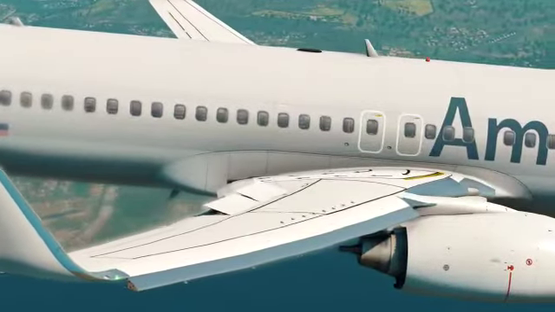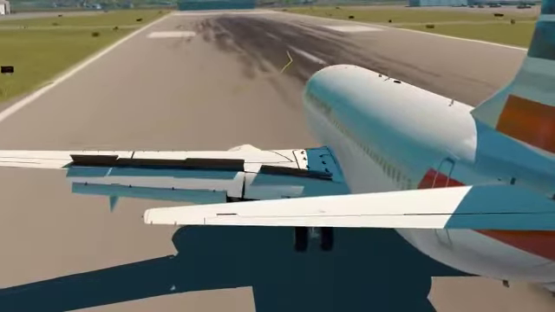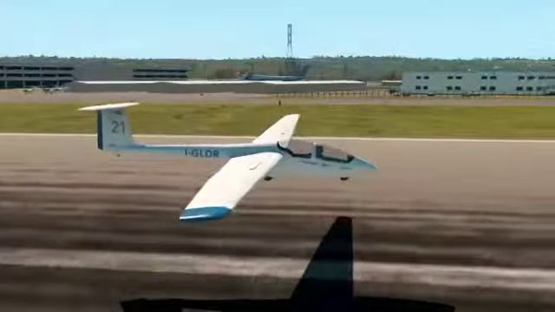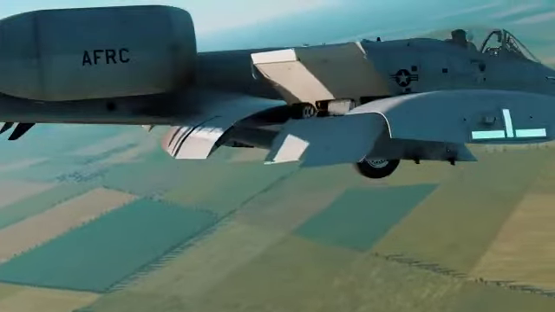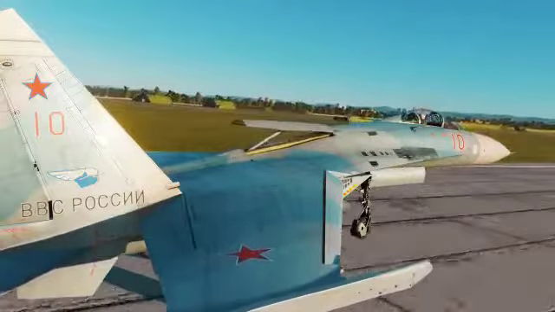Finally, there are the spoilers and air brakes. These are used in commercial airplanes as well, and also in gliders to reduce the lift on the wings and slow down the aircraft at the same time. These are used in the landing process or after landing. Fighter jets can use similar devices, which can also be called air brake.